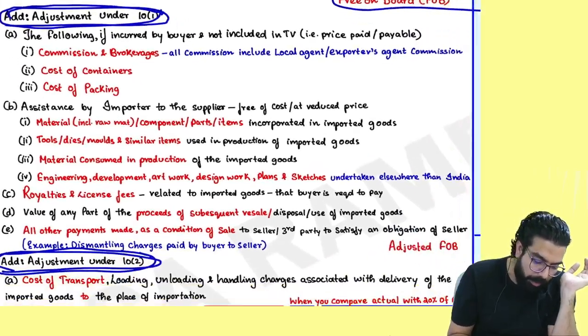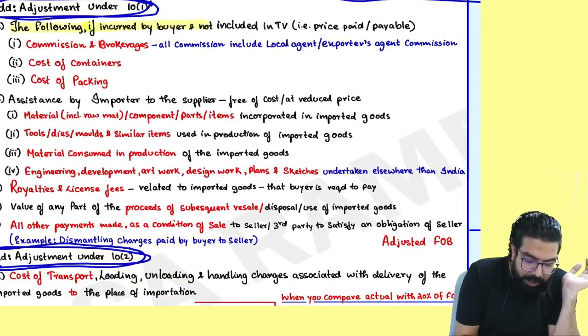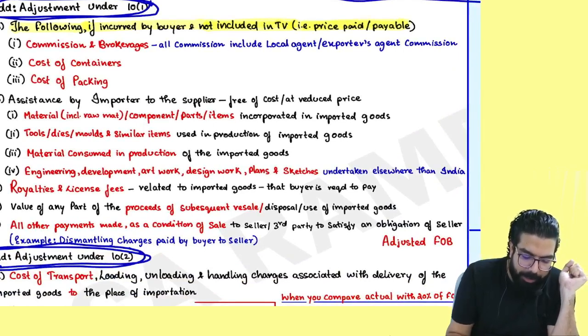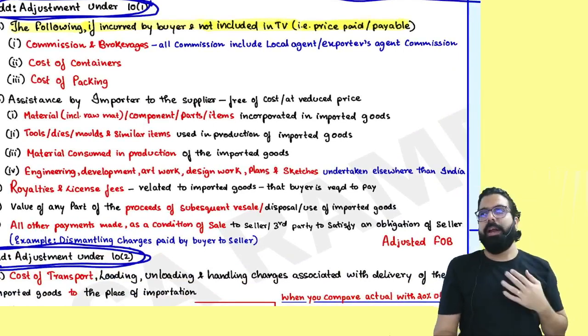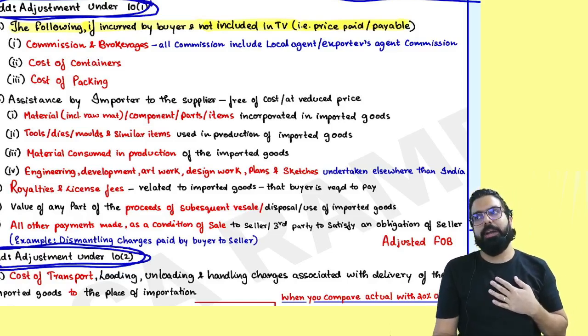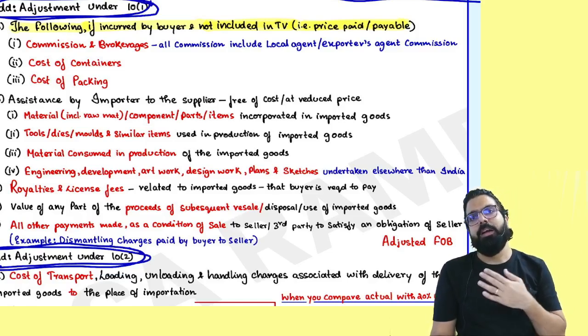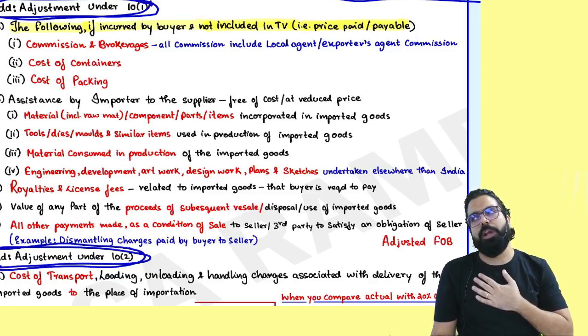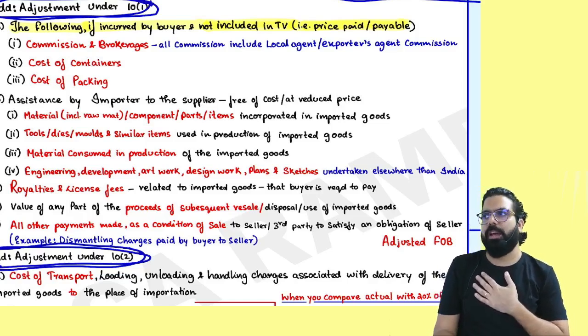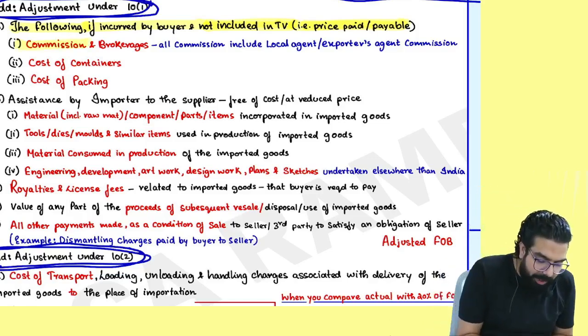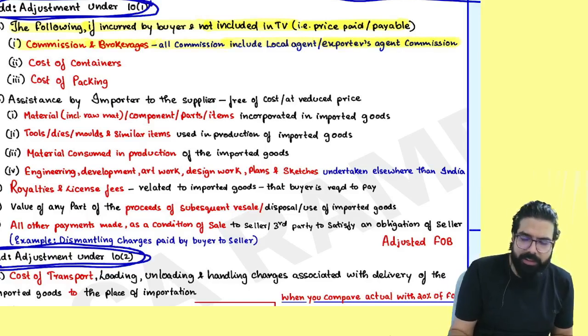Let's read. The following, if incurred by the buyer and not included in the transaction value, that is the price paid or payable, should always be added. So, sir, always remember, if these amounts are incurred by the buyer, this amount will be included in the transaction value, the CIF value. Number 1. Commission and brokerage. All commission, including local agent or exporter agent's commission.